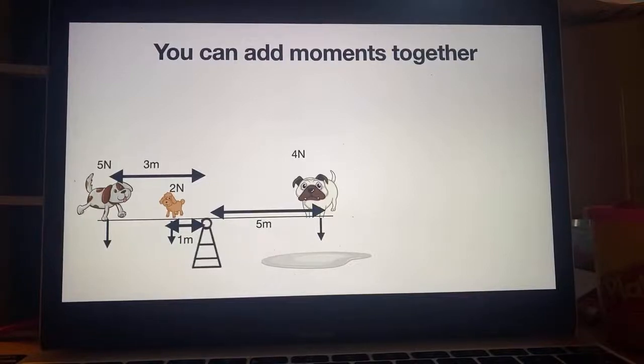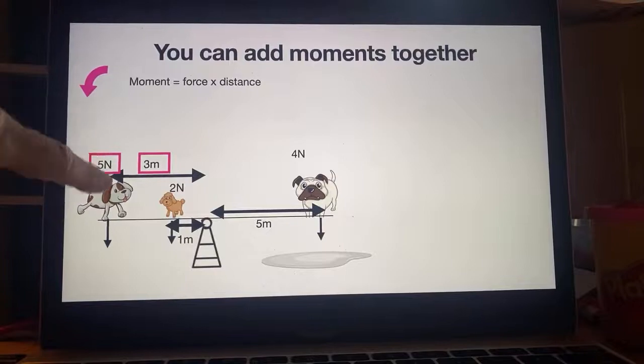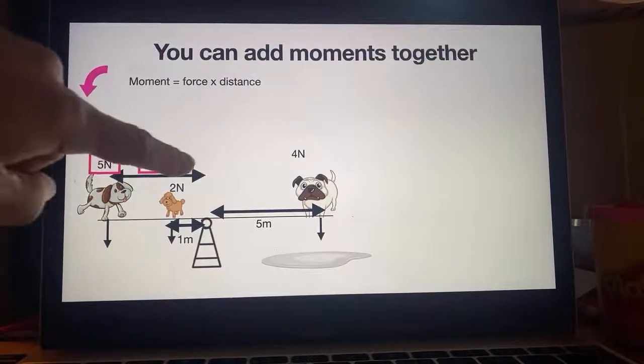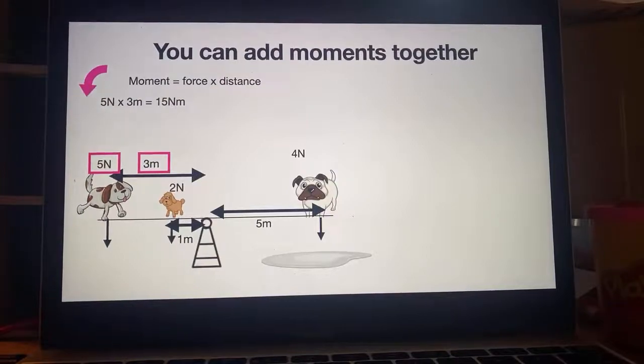So here's a little example of how you do that, because I've said total clockwise moment equals total anti-clockwise moment, which is where that becomes relevant. So here, if you had two dogs on one side, you literally just add the moments together. The anti-clockwise moments in this case would be, this is Patch, isn't it? So you do the weight of Patch times Patch's distance from the pivot, which in this case is 5 newtons times 3 meters, which is 15 newton meters.